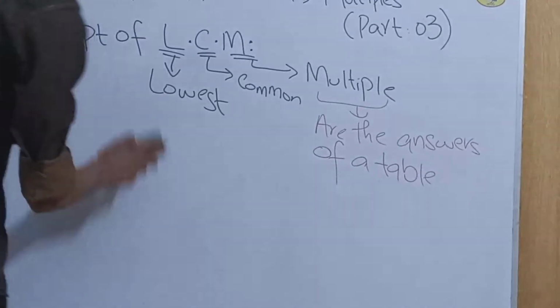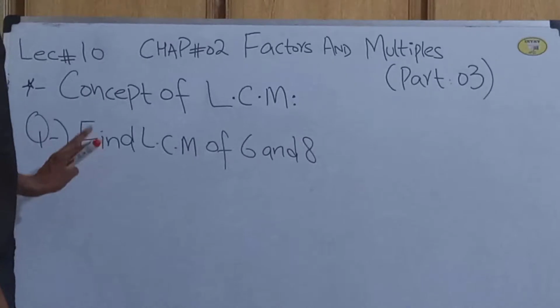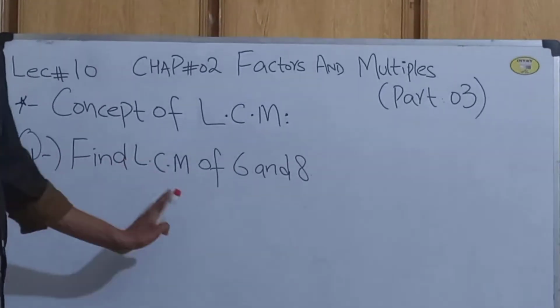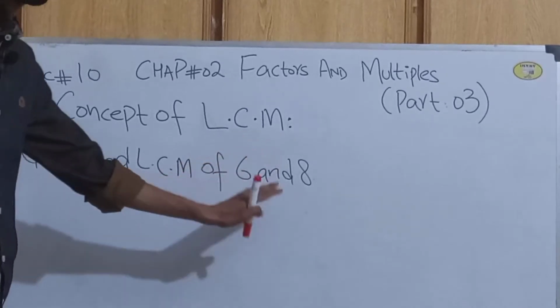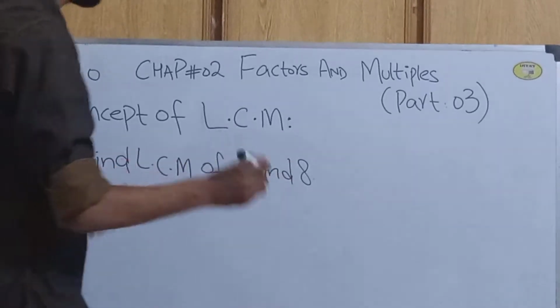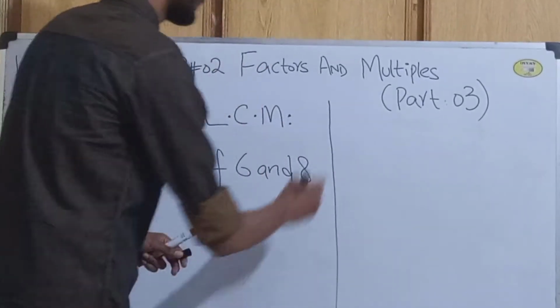Now we move on to the questions. Our first question is find LCM of 6 and 8. Least common multiple of 6 and 8. Here first we need to write a note.